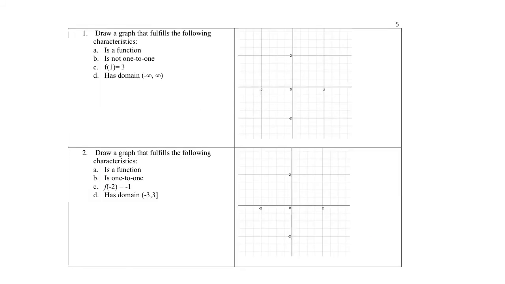Now I'd like you to draw a graph that fulfills the following characteristics. I need it to be a function, which of course means it's going to pass the vertical line test. It's not one-to-one, which means it's going to fail the horizontal line test. I need the value f of 1 to equal 3. And then it has a domain of negative infinity to infinity. So pause the video here and see if you can create a graph. There's a multitude of graphs you can come up with that meet these characteristics.